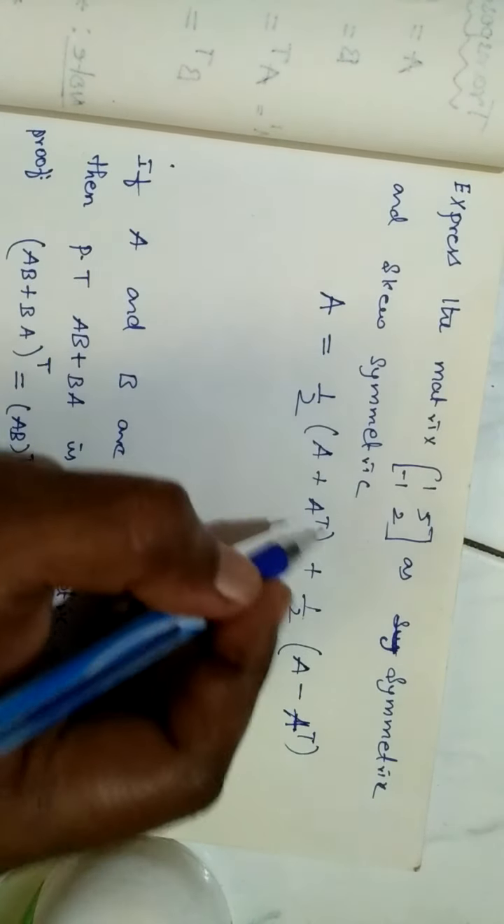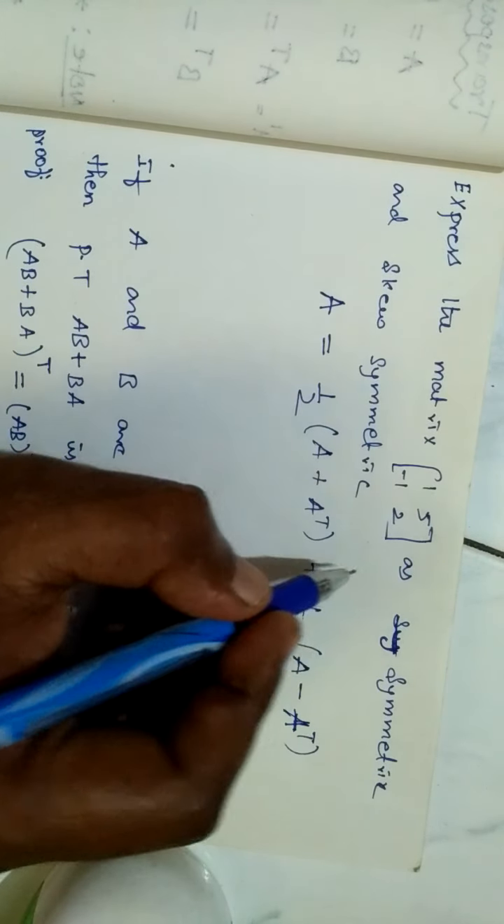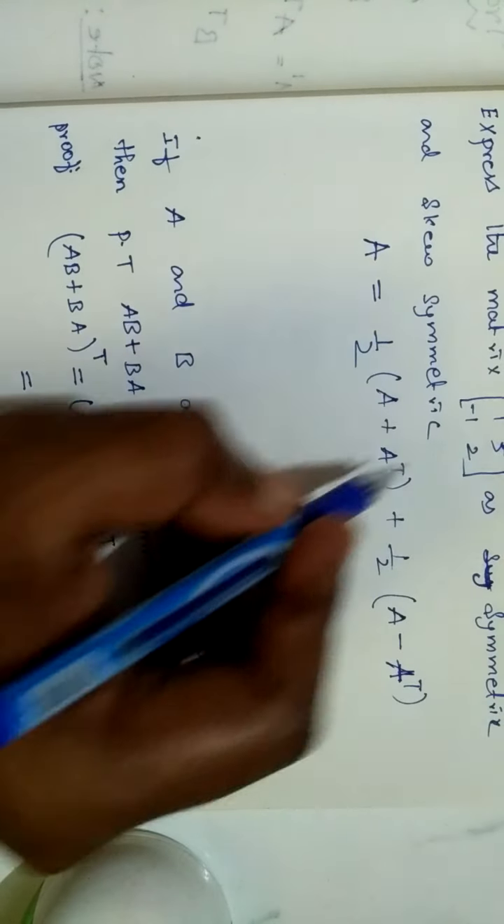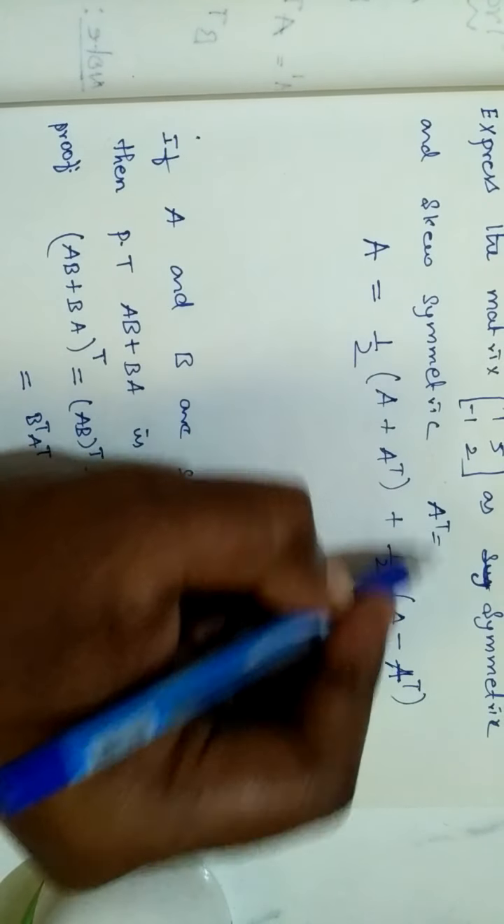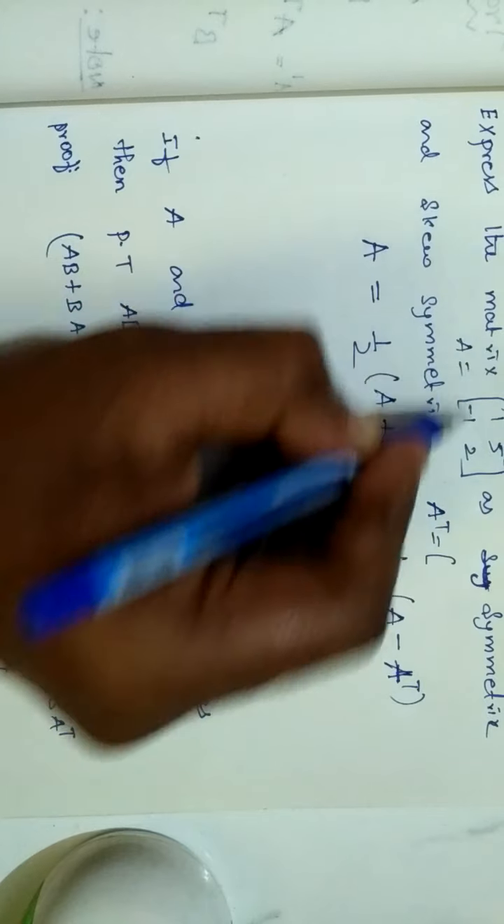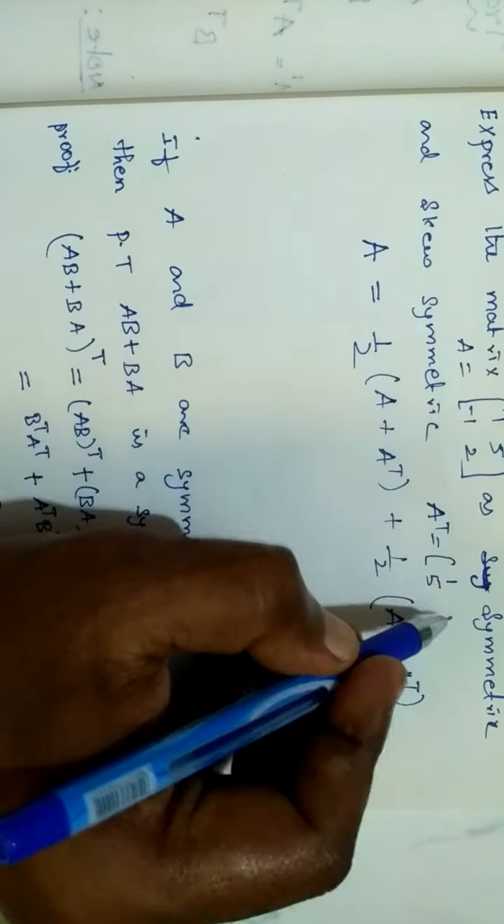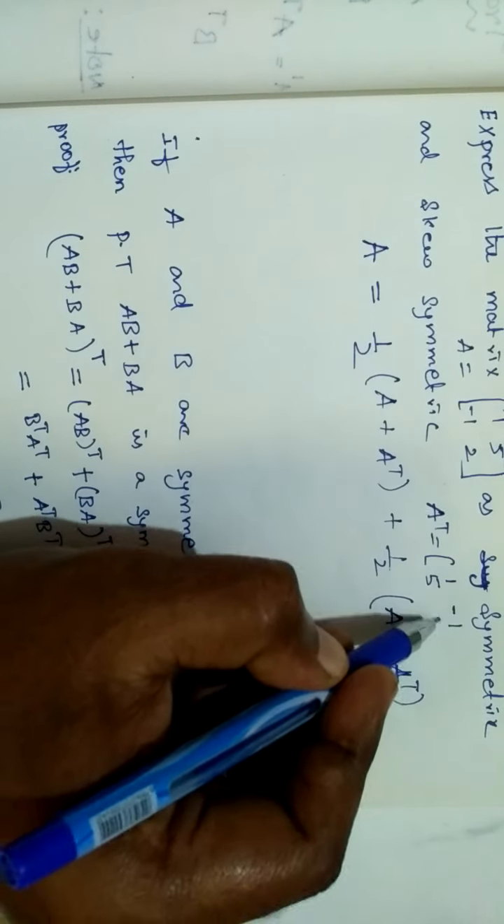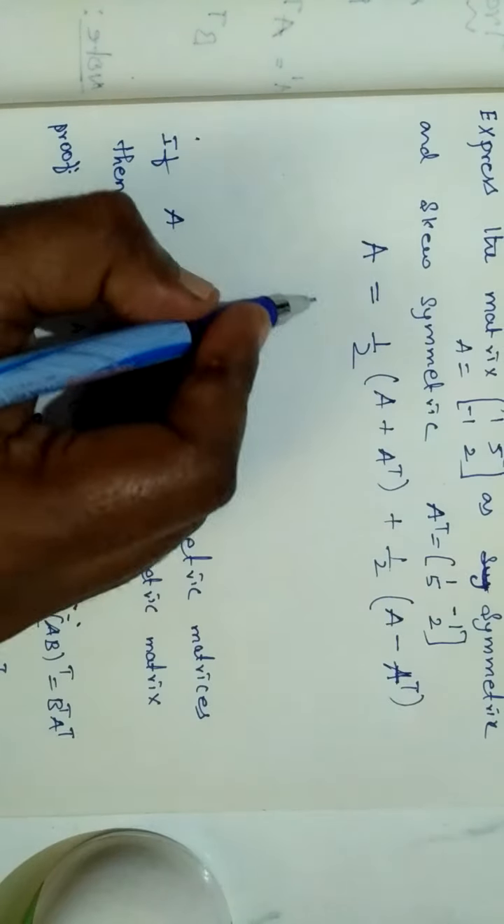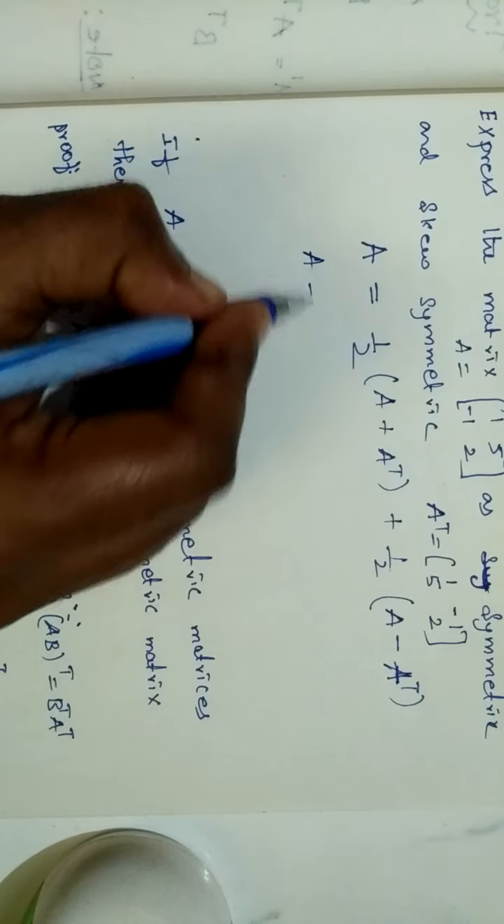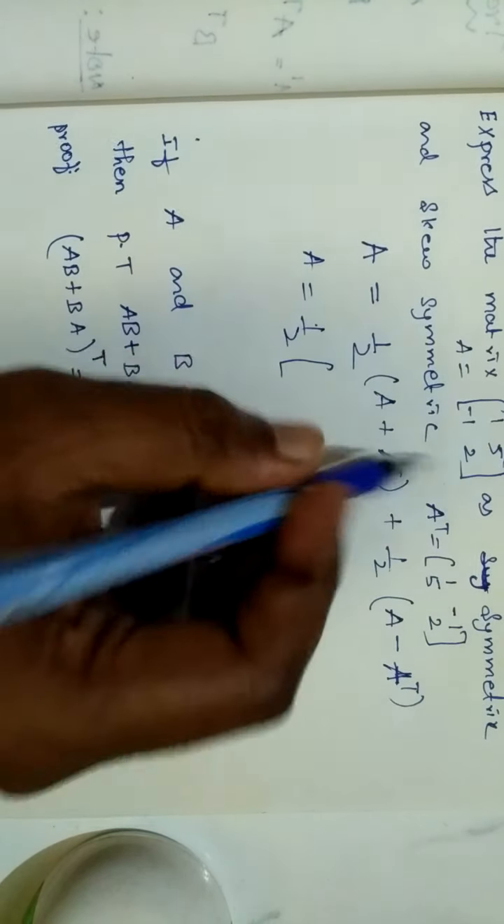Okay, then what is A transpose? You just find out what A transpose is. The given matrix is A, and this is A transpose. If you take the rows, you have to write them as columns: minus 1 and 2.